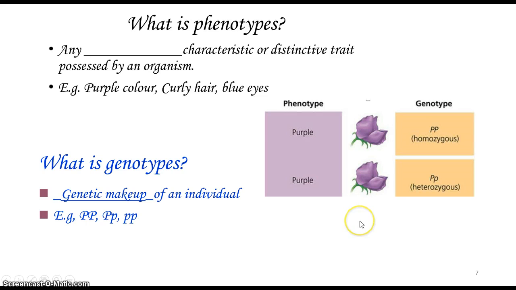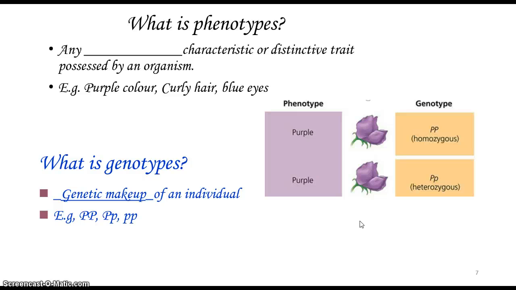Okay, what is phenotype? What is genotype? Phenotype is something that you can see. For example, in the case of the purple flower, the color purple is the one you see. So it's any measurable characteristic or distinctive trait possessed by any organism. In this case, it could be purple flower color. In a human being, it could be curly hair, blue eyes.